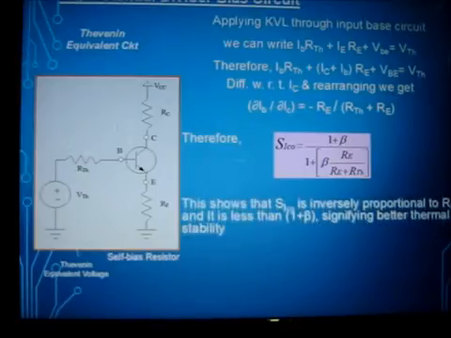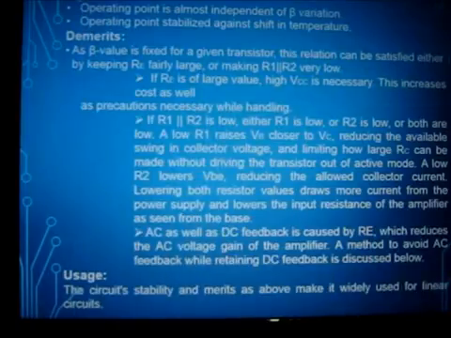This shows that the stability factor is inversely proportional to RE and it is less than 1 plus beta. That means whenever it is less than 1 plus beta, it signifies better thermal stability.